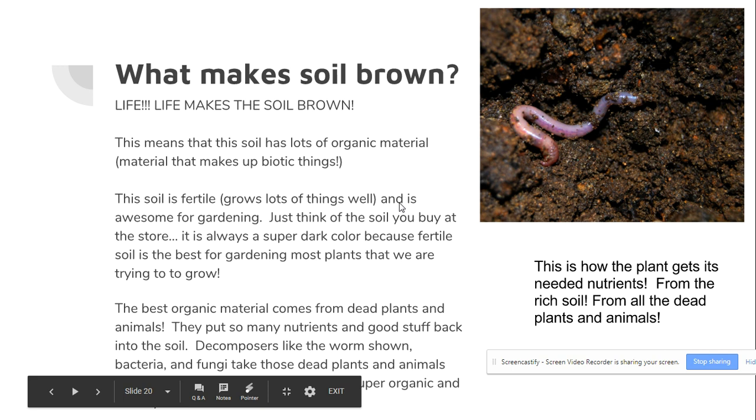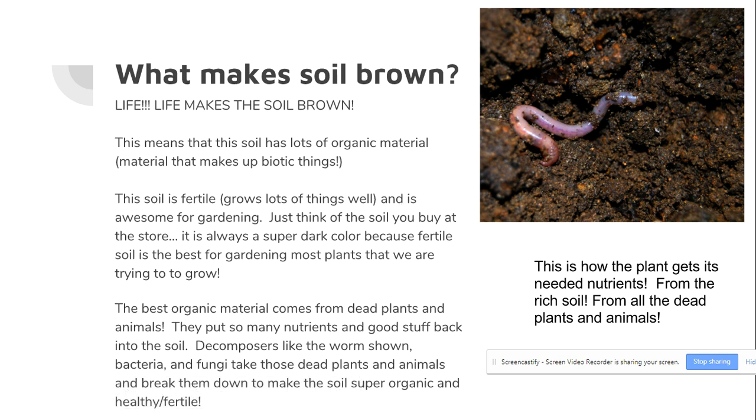And once we have dead plants, then we need things like decomposers, like the worm shown, or bacteria, or fungi. And they break down those dead plants and animals into the nutrients that make that soil super fertile and healthy. And we want fertile, healthy soil so we can grow more living things. That's the whole point.